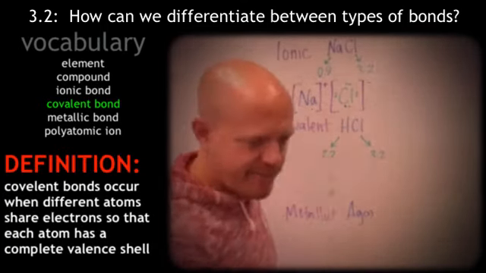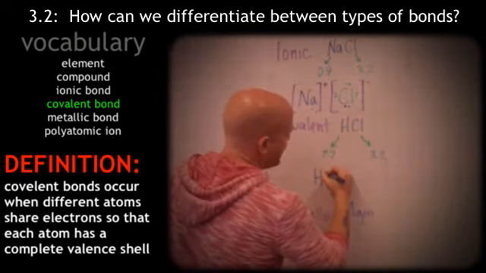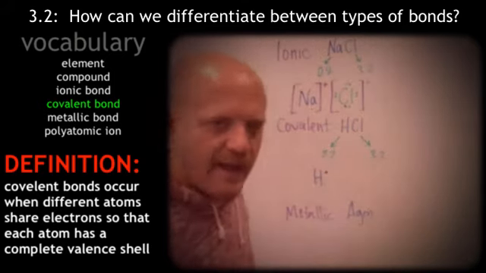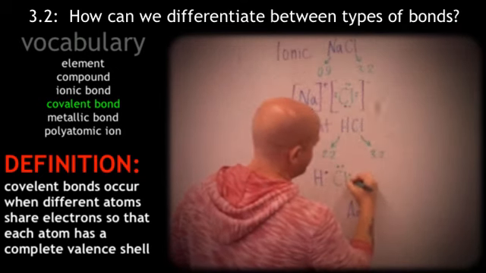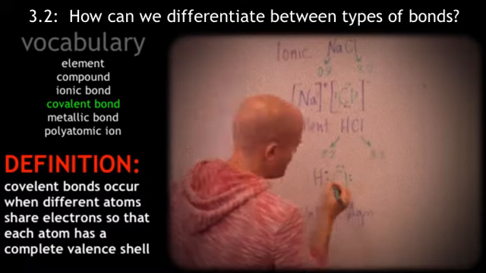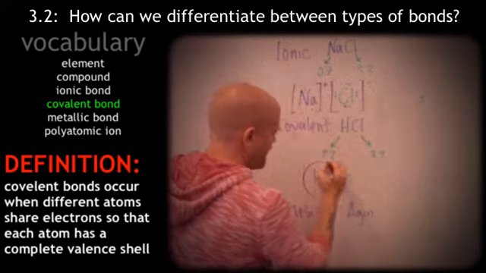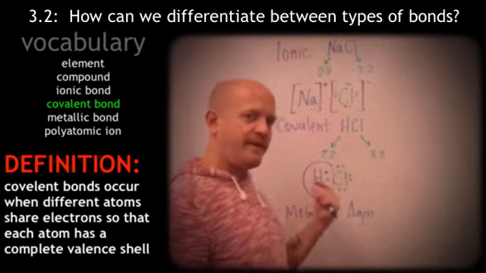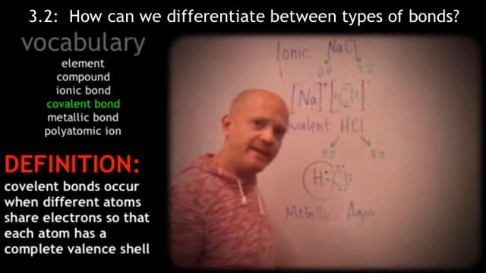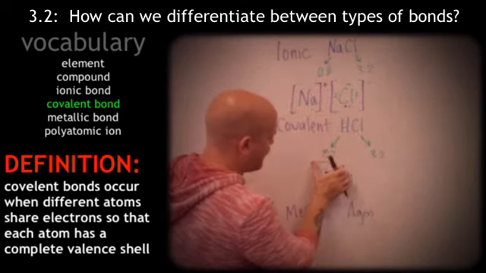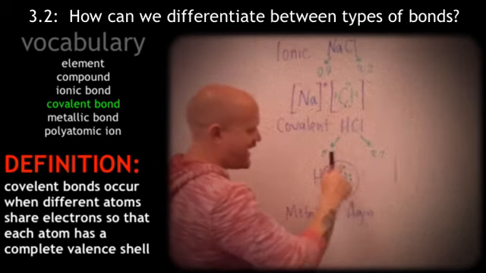So what happens here is the hydrogen holds on to its 1 electron, and that chlorine holds on to its 7 electrons. But when you look at them together, hydrogen has a full valence. Remember, hydrogen only has 1 orbital. The first orbital can hold a maximum of 2 electrons. So this hydrogen is satisfied. When I look at the chlorine, it is also satisfied because it has 8 electrons.